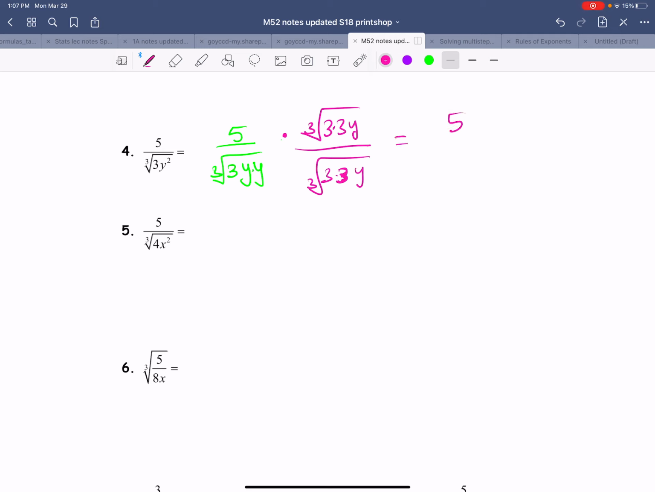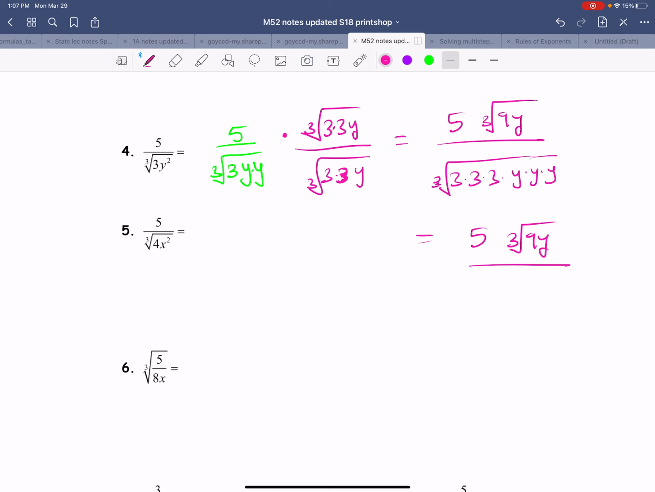So this leaves me with 5 times cube root of 9y. And in the denominator, I have a cube root of, there's already a 3. I'm writing it as a single expression in the denominator. And y times y times y. So I can pull out cube root of 9y over 3y. And that's what we would be left with.